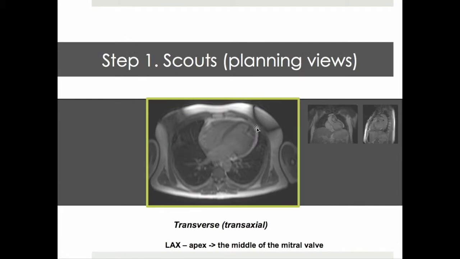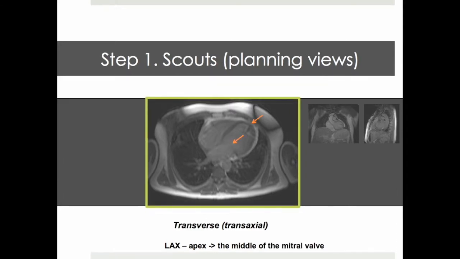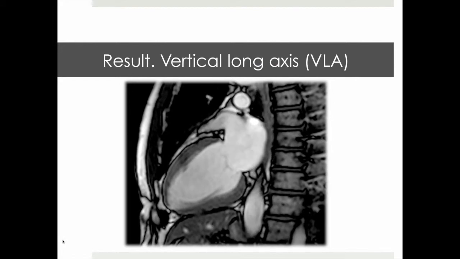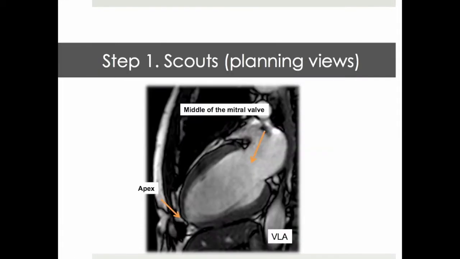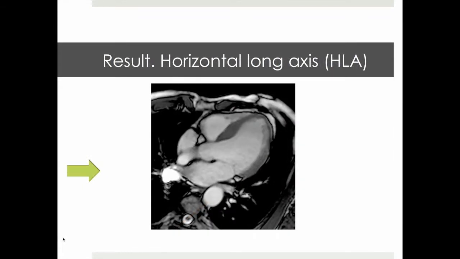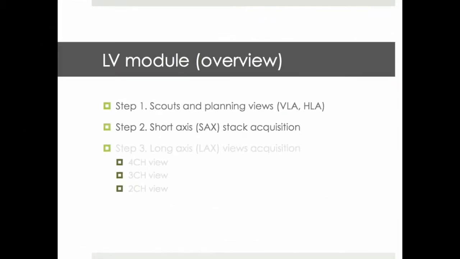We begin with a transverse view, in which we see most of the left ventricle, mitral valve, and left atrium. We place our first imaging slice in line with the definition of long axis of the left ventricle, which connects apex and middle of the mitral valve, resulting in vertical long axis view. We plan the next scout view by slicing vertical long axis longwise, resulting in horizontal long axis view.